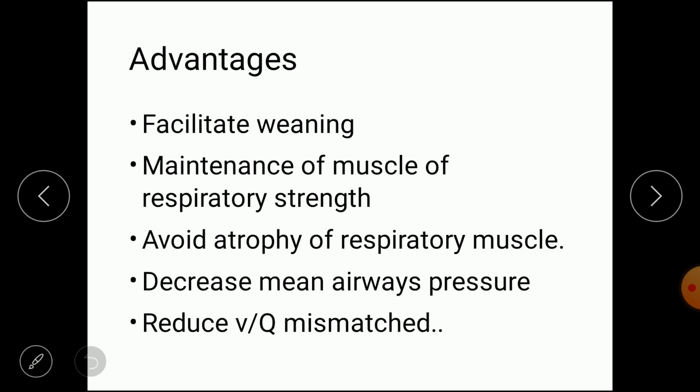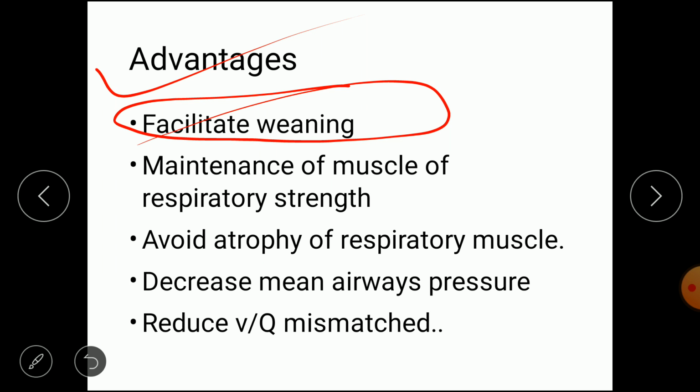Advantage of this SIMV mode is it facilitates weaning, because it is the only mode that does not depend completely on the patient, nor can the patient depend completely on the mode. So the mode allows the patient to initiate spontaneous breathing in between the ventilation, so it facilitates the weaning procedure.